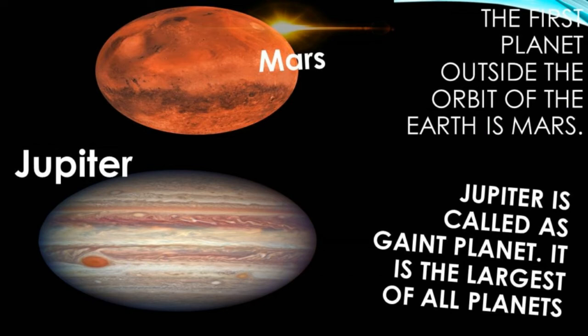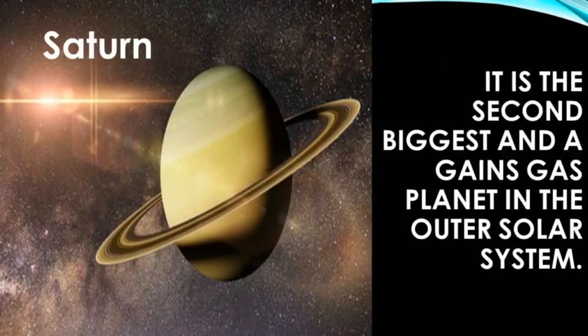Jupiter. Jupiter is called the giant planet. It is the largest of all planets, about 11 times larger and 318 times heavier than Earth. It has 3 rings and 65 moons.